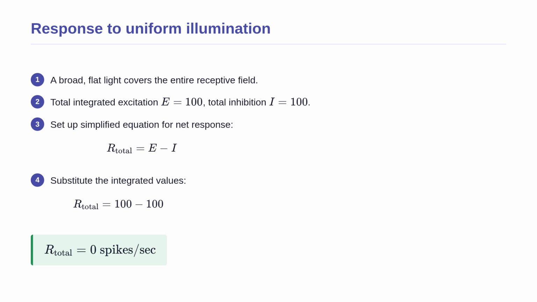We simply subtract the total inhibition from the total excitation. 100 minus 100 gives a final answer of 0 spikes per second. This is a profound result. It means the neuron completely ignores uniform, flat light, proving that our eyes are designed to detect boundaries rather than absolute brightness.